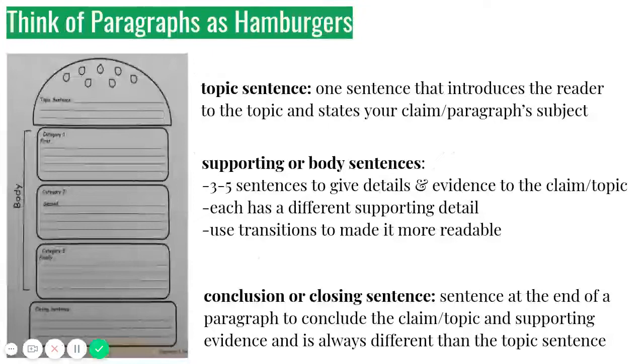And then at the bottom is your closing sentence. It's the bottom bun, and you'll notice it's similar to the top bun, but it's not exactly the same. It is the sentence at the end of the paragraph to conclude the claim or topic and supporting evidence, and is always different than the topic. So we've got our topic sentence, 3 to 5 supporting or body sentences that are detail sentences, a conclusion or closing sentence. So really you're looking at 5 to 8 sentences.